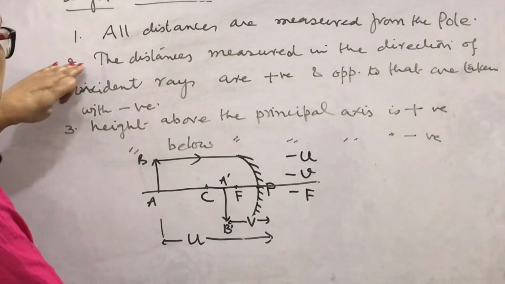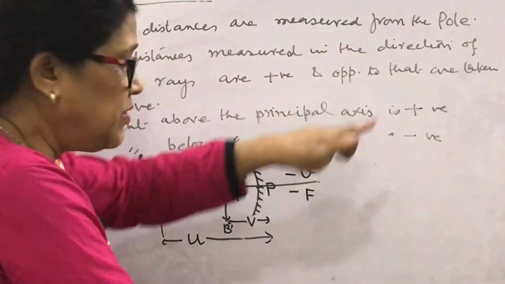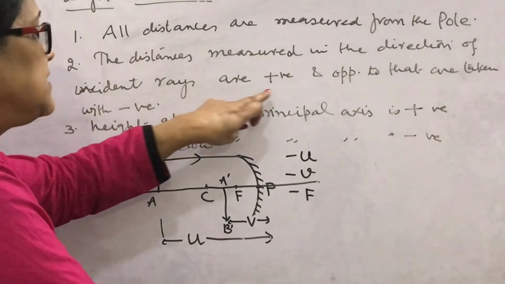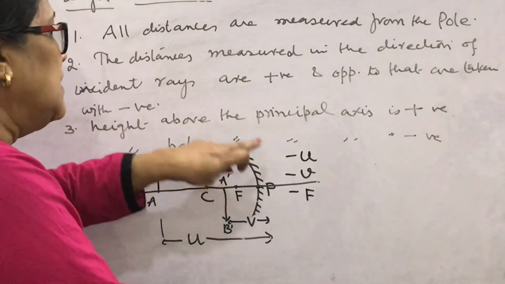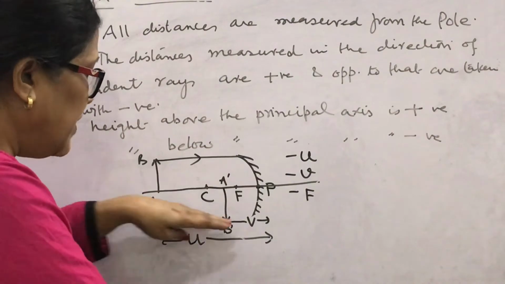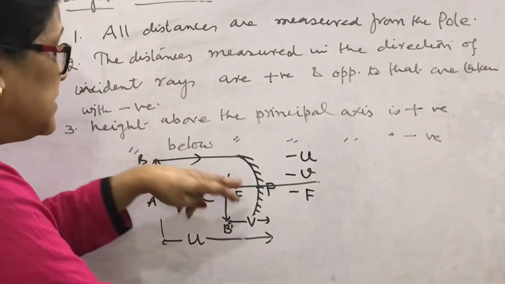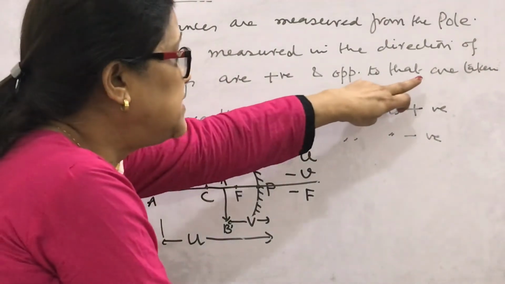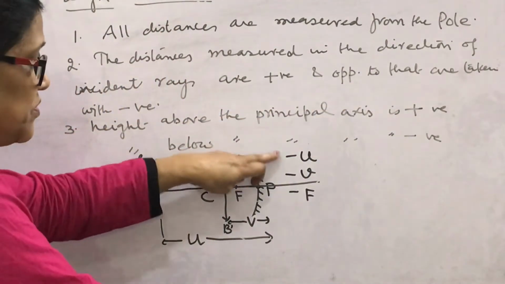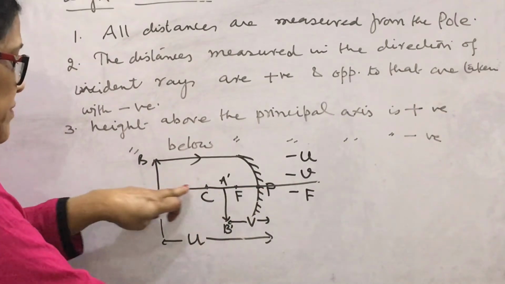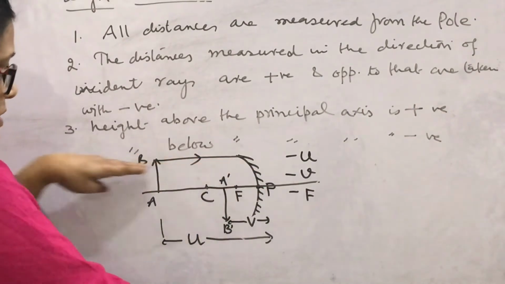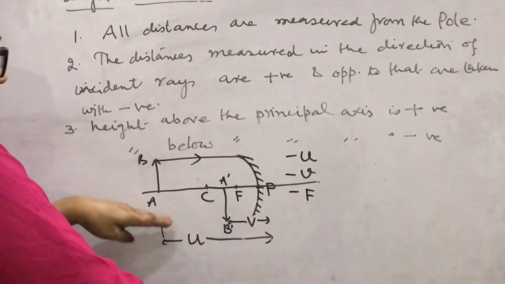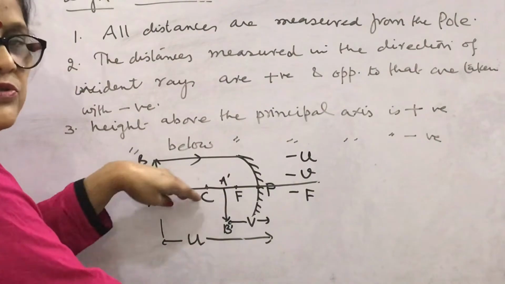These two rules we have seen: all distances are measured from the pole, and distances measured in the direction of the incident ray are positive. In the direction of the incident ray, we have not measured any distance. Distances in the direction opposite to the incident ray are taken with a negative sign. So we have put negative, because we measured the distance from P to A, P to C, and P to F all opposite to the incident ray.